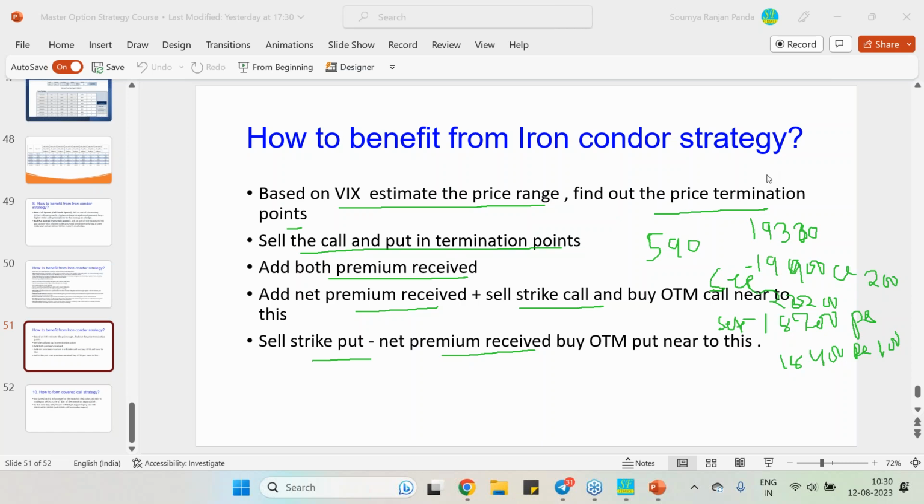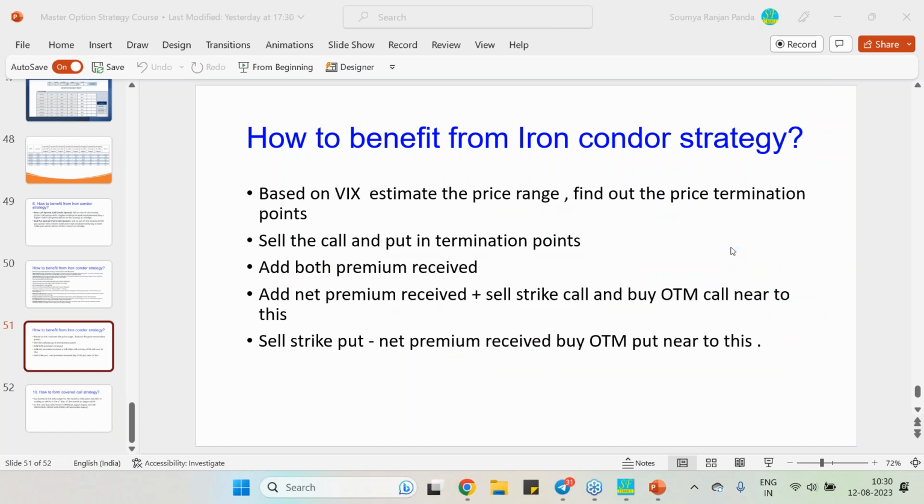I will give you a small generic method to estimate a VIX-like value for Bank Nifty. But the Bank Nifty VIX itself, we are coming with. We are in the process of making that, so in a few months' time our software will also give you the Bank Nifty VIX. This is how you will benefit with the calendar iron condor.